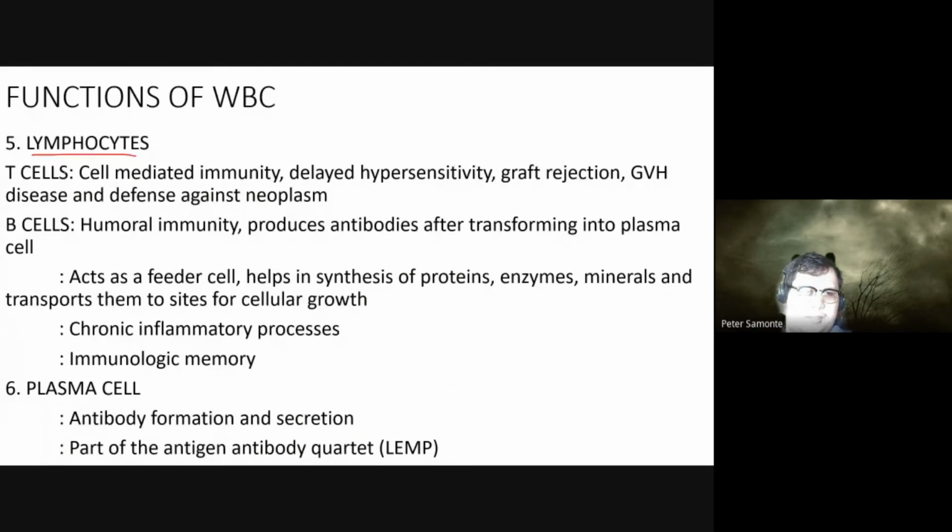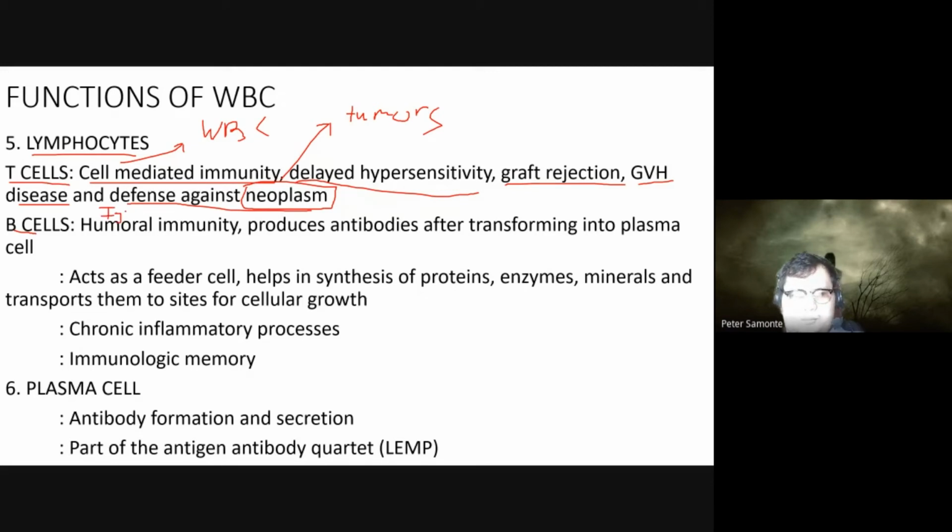Then we have your lymphocytes. We have your two types, yung T cell and your B cell. Now, your T cells class are cell-mediated immunity. So when you say cell-mediated, this would usually involve your WBCs. Responsible for delayed hypersensitivity such as graft rejection, GVH disease, and defense against neoplasm. So when you say neoplasm class, these are related to your tumors. While your B cells responsible for humoral immunity. And when you say humoral, this would involve your immunoglobulins. Produces antibodies after transforming into plasma cell.